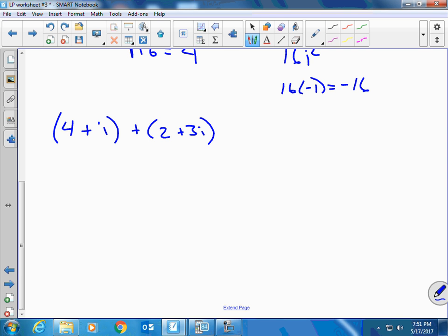Now, I need to step back for a second. I just wrote that I'm going to add these two things together, but I didn't tell you what these two things represent. This is a complex number. A complex number has a real part and an imaginary part. The standard form of a complex number is written as a plus bi. My real part and my imaginary part.